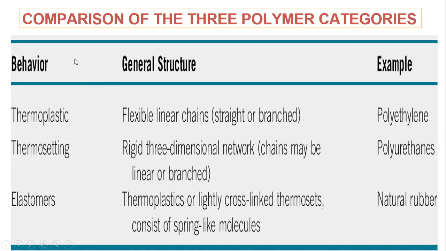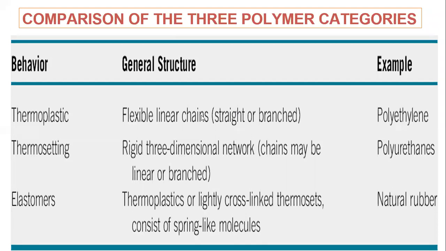Next one is the comparison of three polymer categories. By comparing these polymer categories, the first one is the behavior, the second one is the general structure, and the last one is the example for the polymer category. So first one is the behavior of the resin, and second one is the general structure.